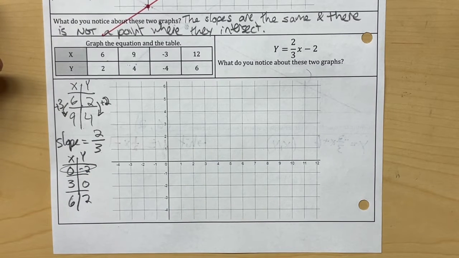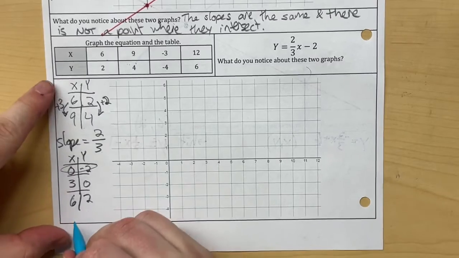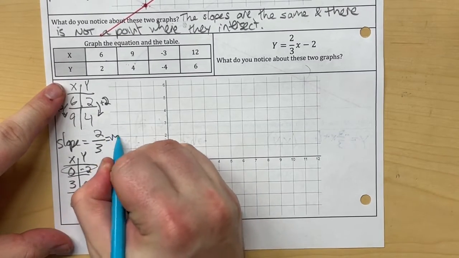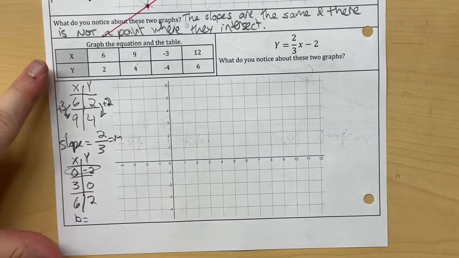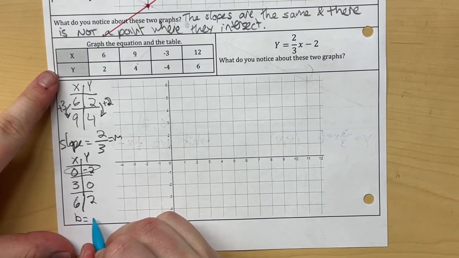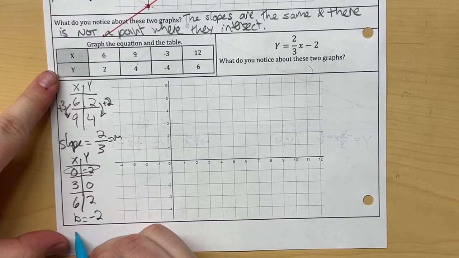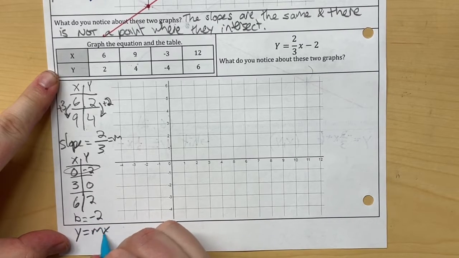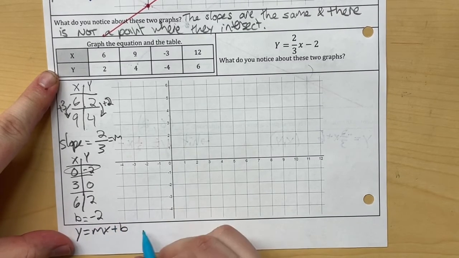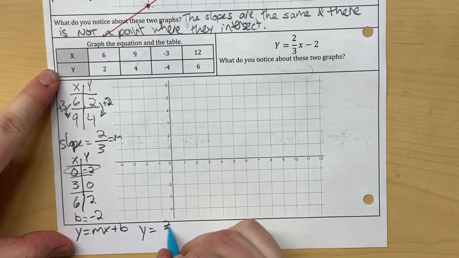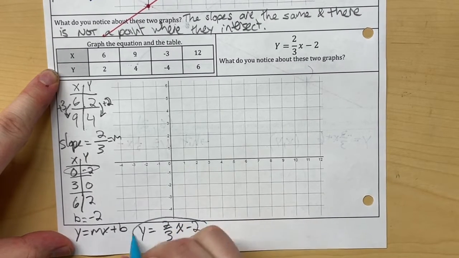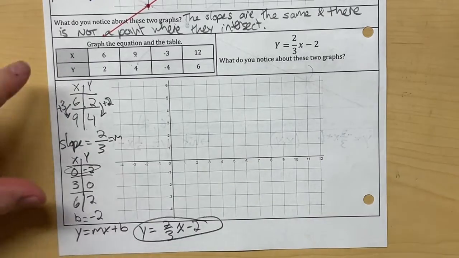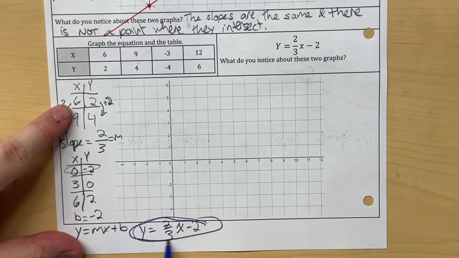So I have to plot that point. And let's do one thing at a time here. So I have my slope, which is m, is going to be 2 over 3. My y-intercept, which is b, is going to be negative 2. Let's always have our function y equals mx plus b, and let's rewrite it. So I have y equals 2 over 3 times x, and then minus 2. So that's going to be, let me circle that in blue, that's going to be one equation.